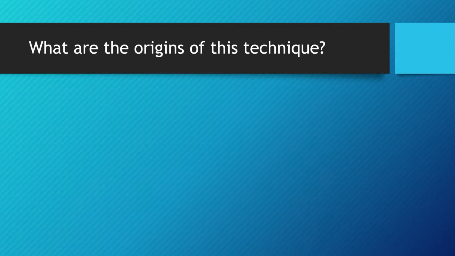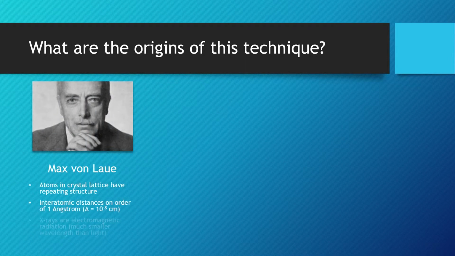Before we jump into how X-ray crystallography works, I'd like to talk a bit more about the origins of this technique. So Max von Laue was part of a great number of physicists of his time who were trying to determine the nature of X-rays. He wanted to see how he could apply what they knew about X-rays at the time to understanding crystals.